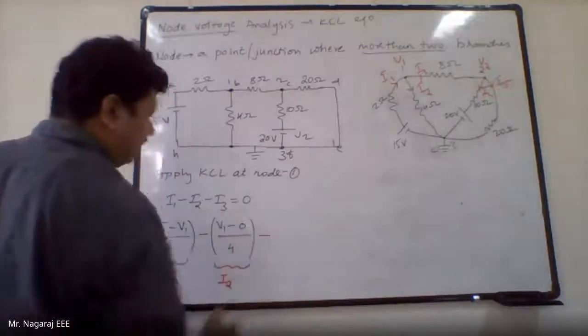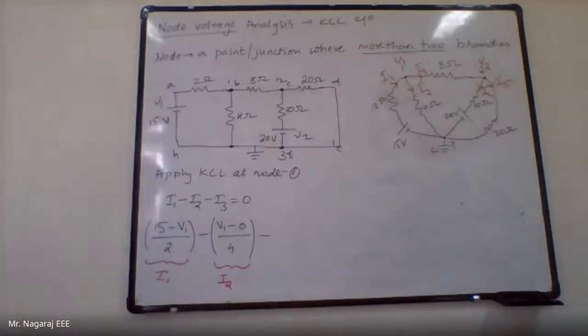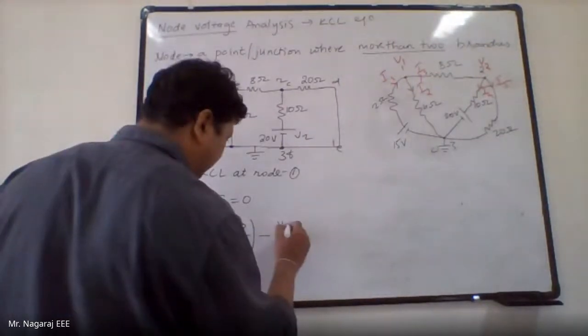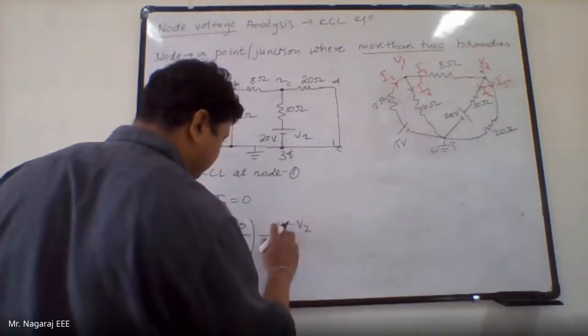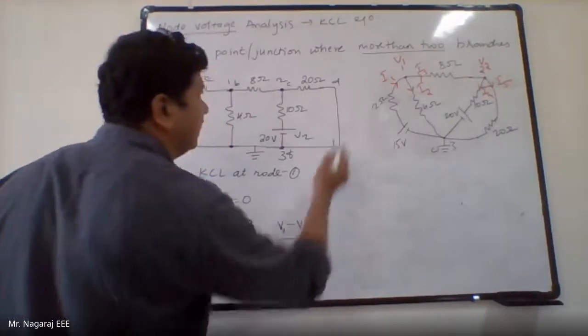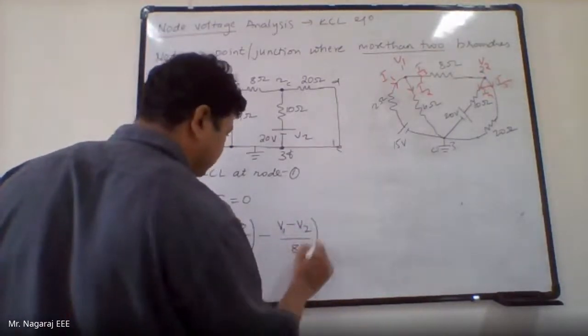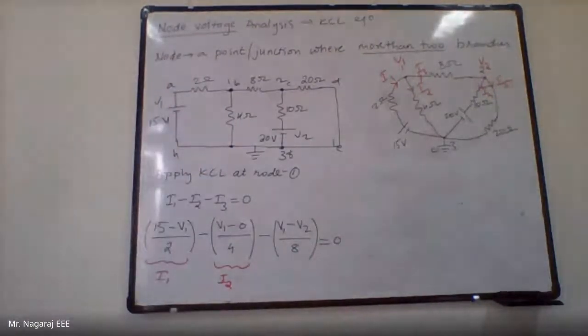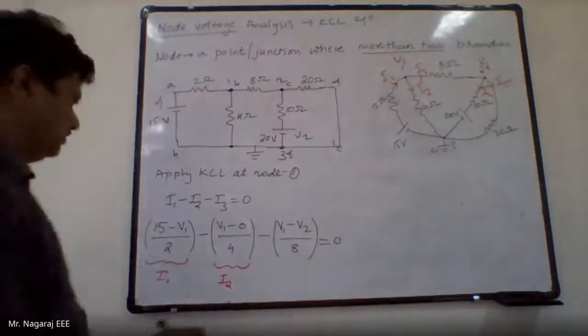Minus I3. Now I3 is flowing from V1 to V2. So obviously V1 is assumed to be at higher potential point. V1 minus V2 divided by 8 ohms is equal to 0. Now simplify this. Okay.